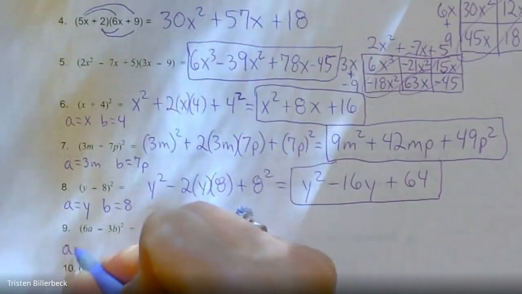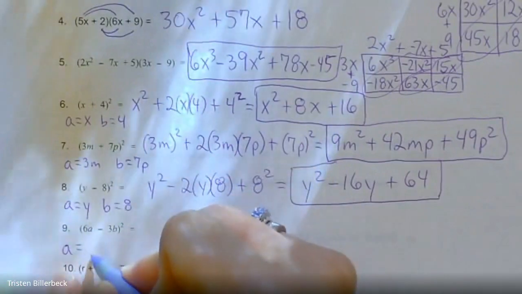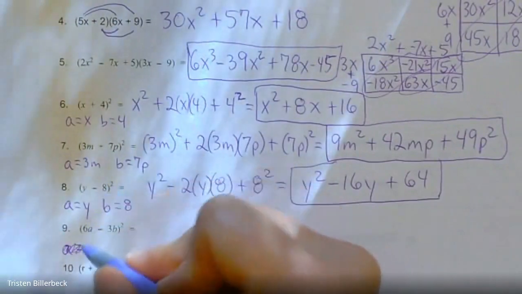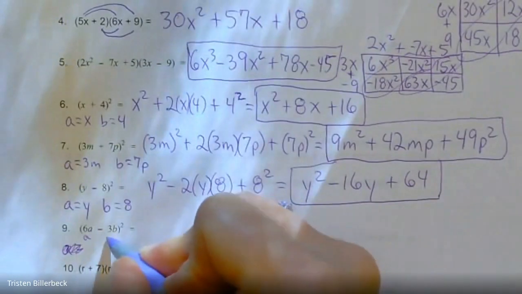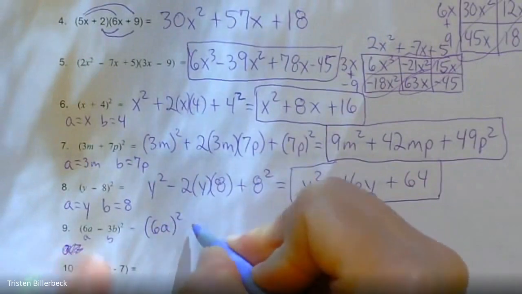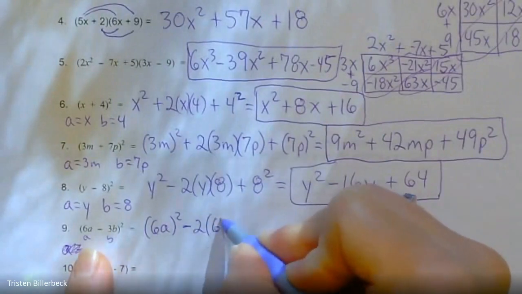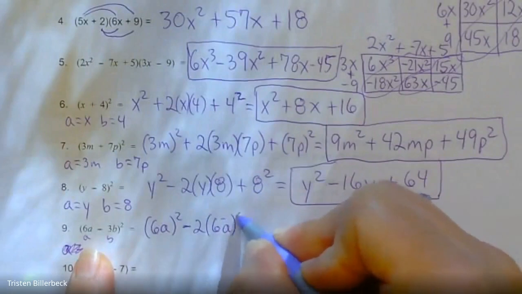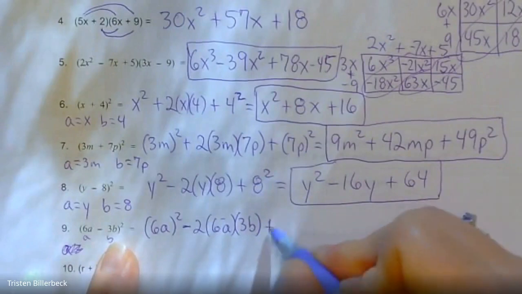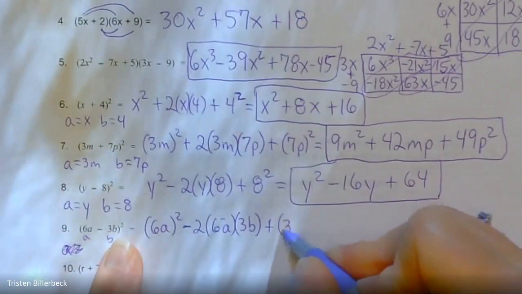Okay, so a equals 6a in this case. Oops, I guess I shouldn't have used a's. Now I'm going to make something that's kind of weird. So let's forgo saying that this is basically A and this is basically B, okay? So A squared is now 6A squared, minus 2 times 6A, there we go, times 3B, plus, and this is always a plus sign even if there's a minus there, plus 3B squared.